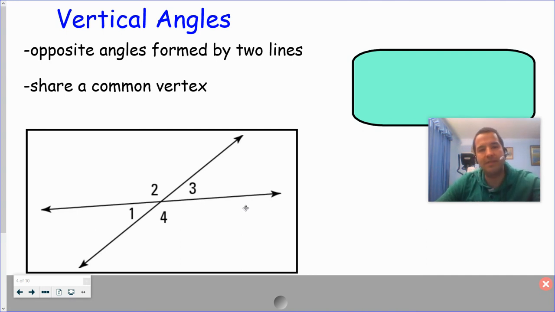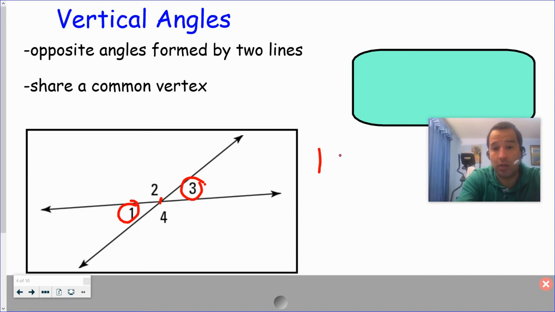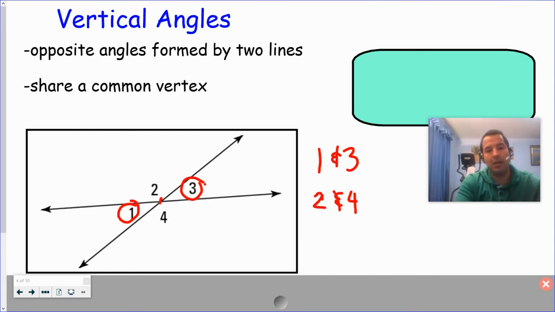Vertical angles are opposite angles formed by two lines. Now, what are the examples here? They do share a common vertex. Now, vertex is a corner point. And you look at those, and you're like, all four of them share a common vertex. Yes, but they're opposite angles. So, for example, 1 is vertical with 3. So 1 and 3 are vertical angles. Is that the only set? Actually, it's not. There is another pair of angles that are also vertical angles, and that would be 2 and 4.